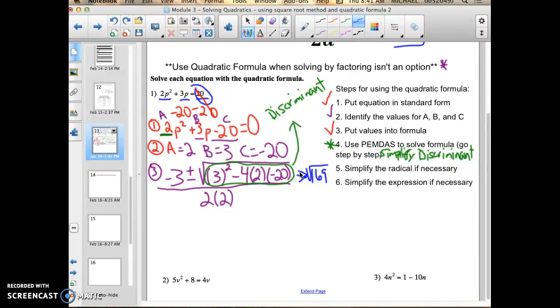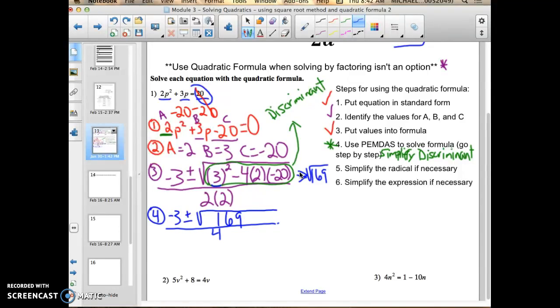Now, after I do that, the first step was to simplify the discriminant. Then I'm going to rewrite everything. So I have negative 3 plus or minus. This is tedious, but you need to do this. You need to be very careful as you work. 169. Again, this simplified to 169, and it's all over. I can do 2 times 2, which is 4.